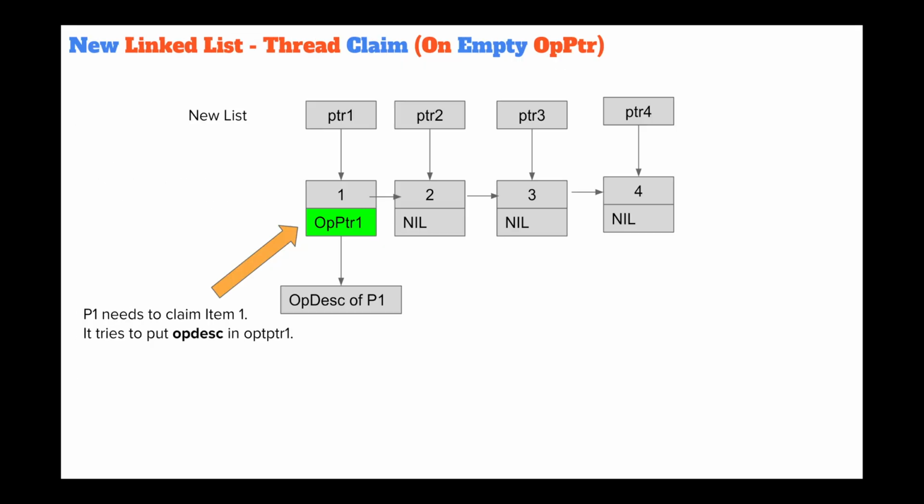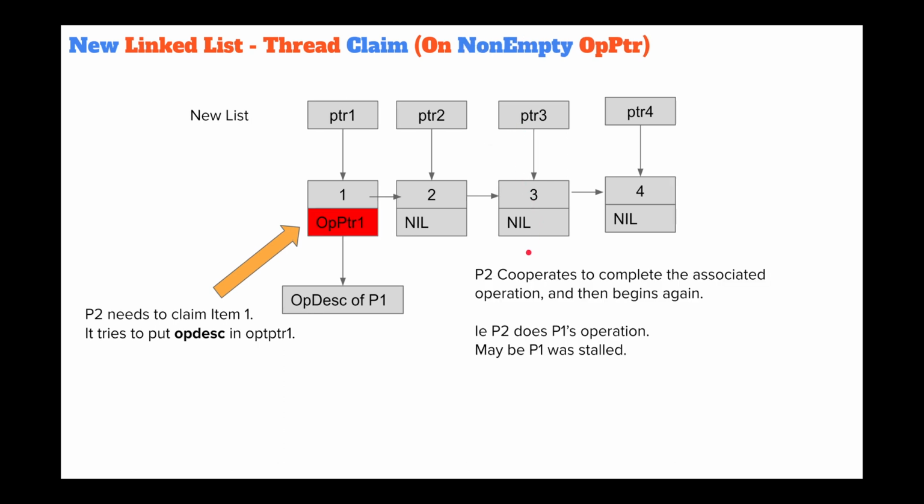So this is how a thread would claim a node. When P1 needs to claim item 1, it tries to put an op description in the op pointer 1, and if P2 needs to claim item 1, it tries to put the op description as well, but then it finds that op item 1 is already locked by P1, so P2 cooperates to complete the associated operation and then begins again. That is, P2 does P1's operation.